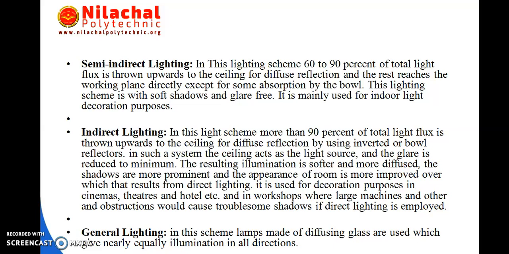and in workshops where large machines and other obstructions would cause troublesome shadows if direct lighting is employed. General lighting, what is this general lighting? In this scheme, lamps made of diffusing glass are used, which give nearly equal illumination in all directions.